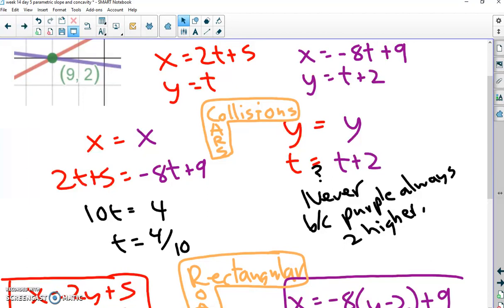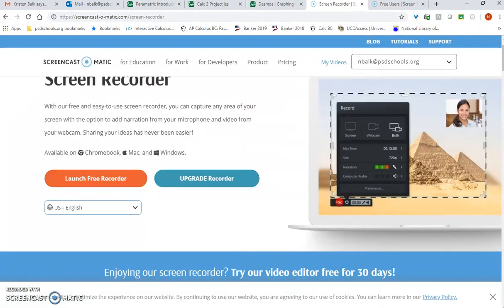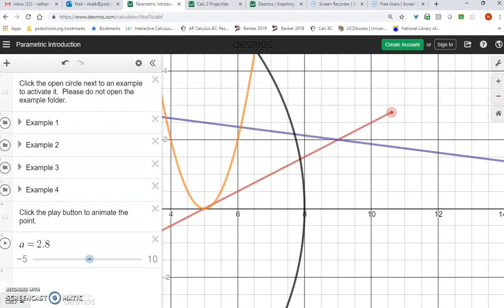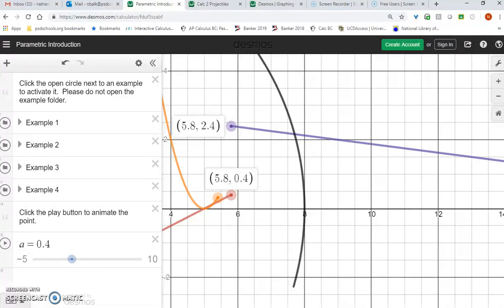And let me show you this on the animation. Here we go. Let me move it. Let me put it on 0.4. What do you notice? The x's are the same. And there's only one spot where the x's are the same, because if you come from forever right and I come from forever left, there's one chance that we pass by each other. That's at 4/10. Now, if I click on the red and the purple, you'll notice that the purple is 2 higher than the red.